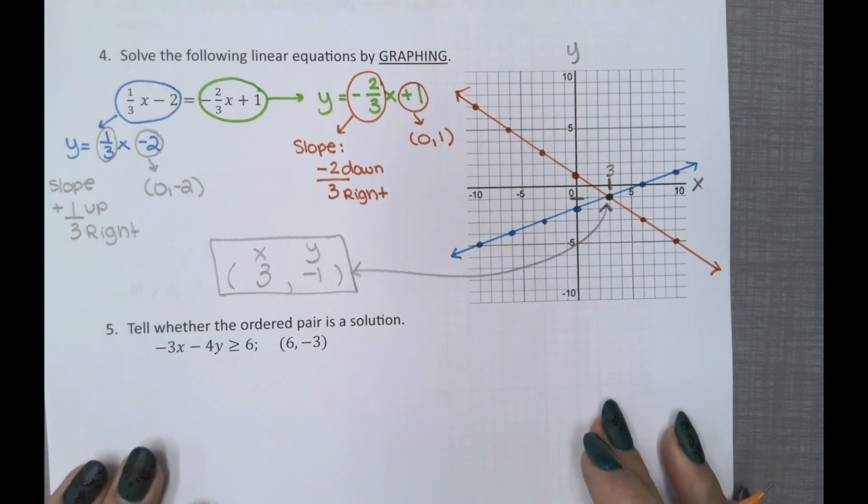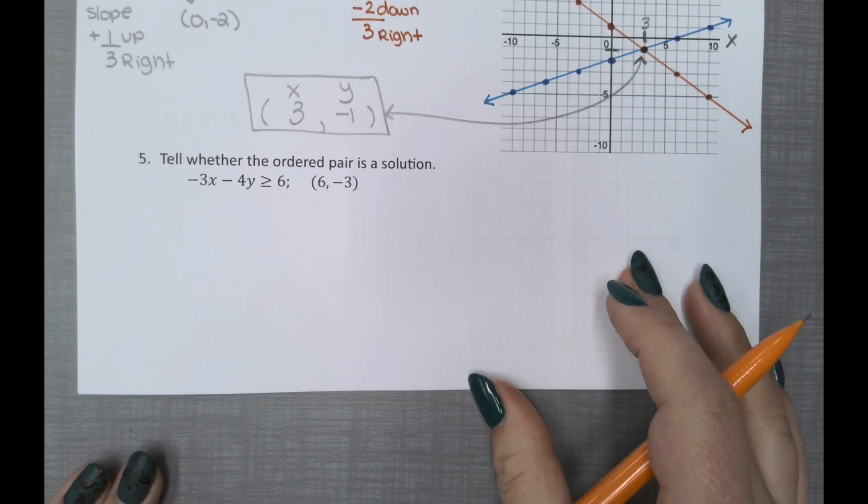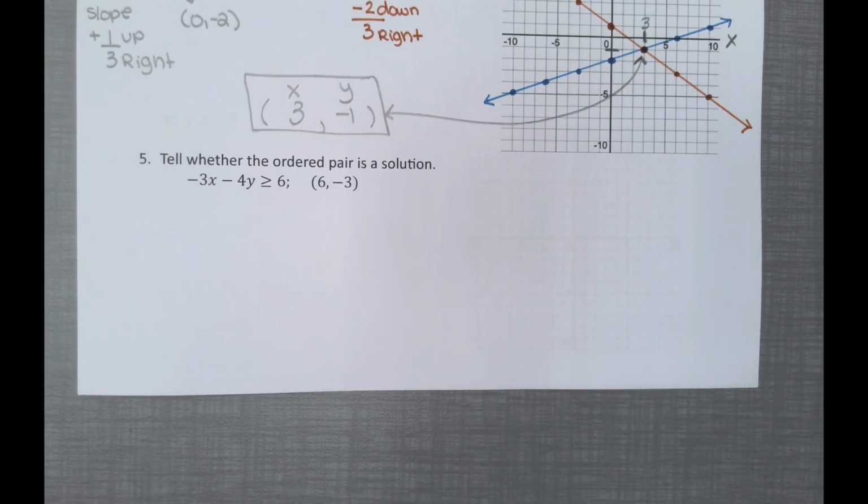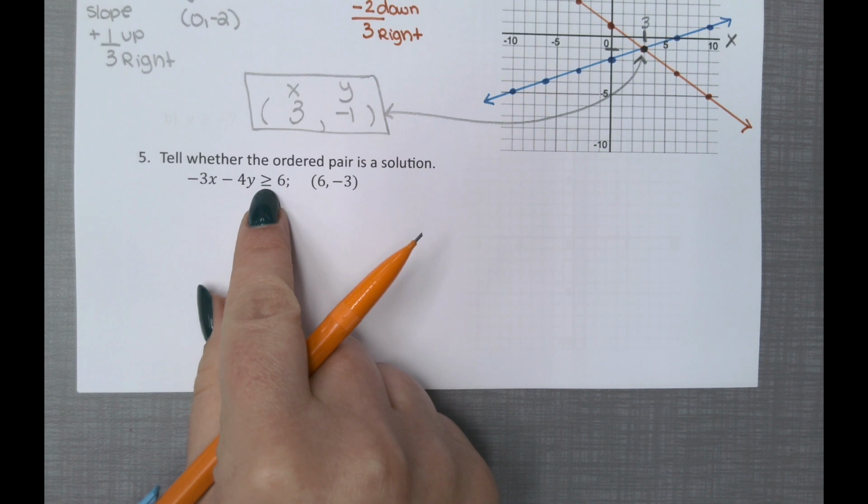All right, let's go ahead and move on. Question number 5 is asking us, tell whether the ordered pair is a solution. Now this is an inequality. This is not an equals, it's a greater than or equals.